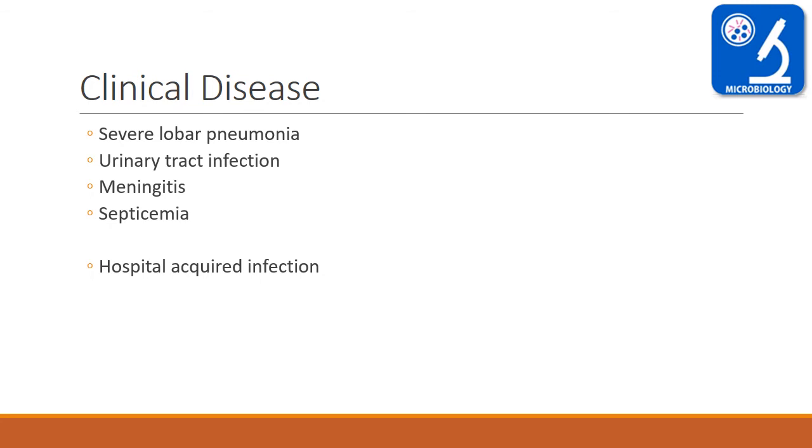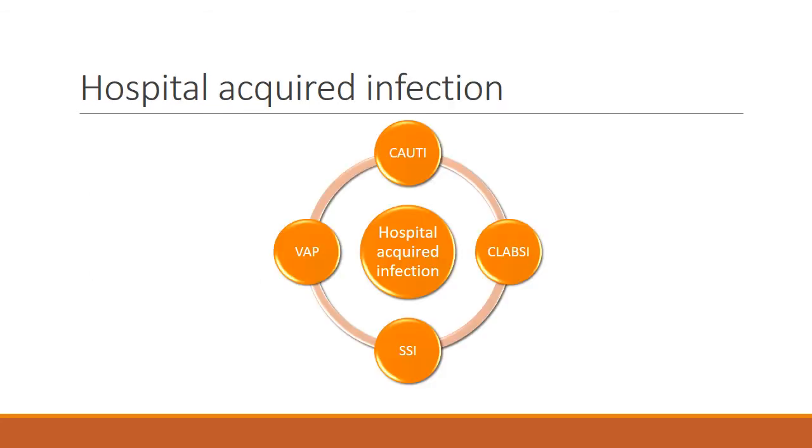So now you may have the question, what is hospital acquired infection? The hospital acquired infection, or we can say the nosocomial infection, or the healthcare associated infection, is the infection acquired in the hospital by a patient who was admitted for a reason other than that infection, and this infection was not present or in an incubating state at the time of admission.